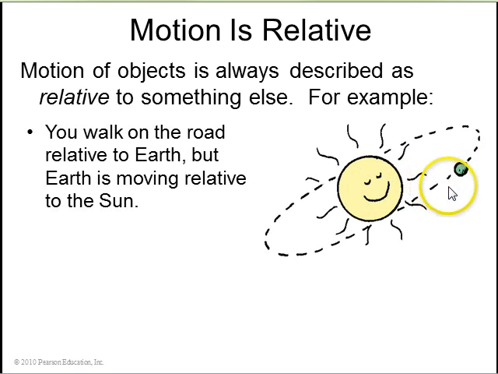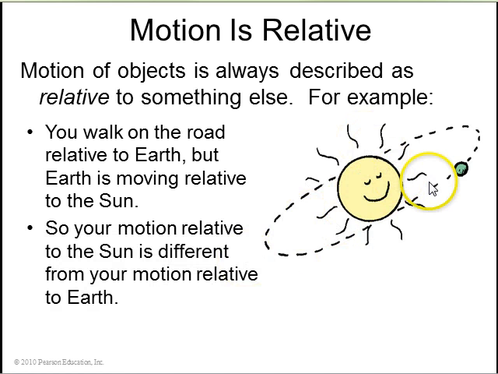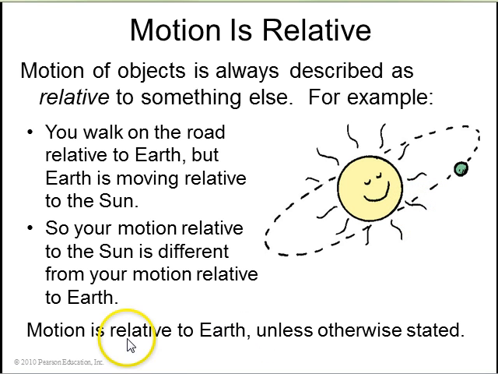So here's the sun, here's the earth. You walk on a road relative to the earth, so you have some speed relative to the earth, but the earth is moving relative to the sun. So your motion relative to the sun is different than your motion relative to the earth. And in this course, all the motion will be relative to the earth unless otherwise stated.